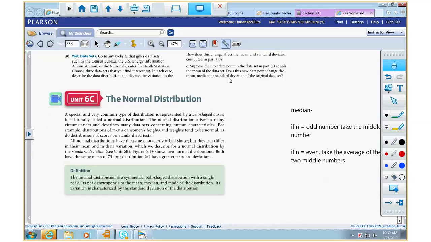Yep, normal distribution. Normal distribution, write that down. That's a symmetric bell curve. That's the one that's symmetric. And the skewed right, the skewed left is the one that's in the middle. Page 383.